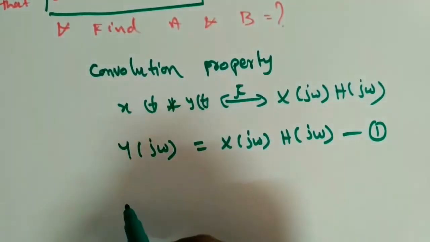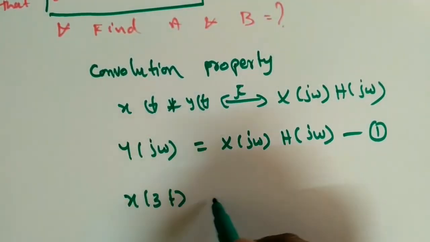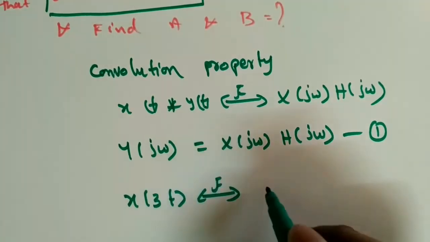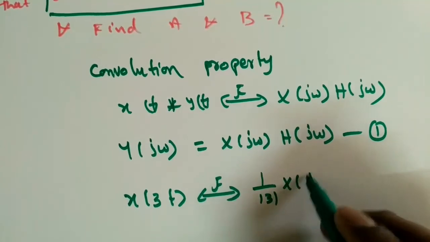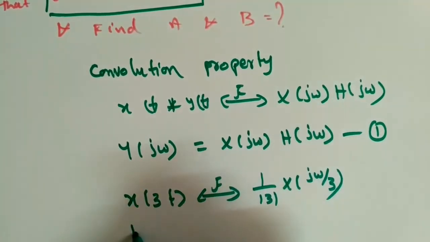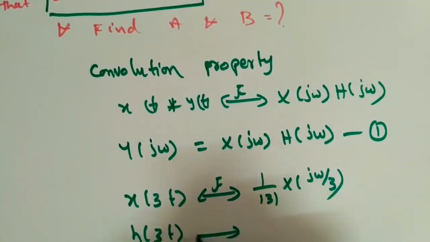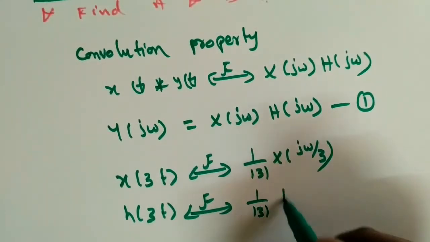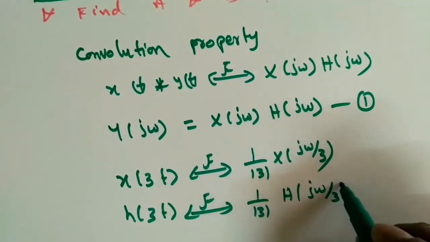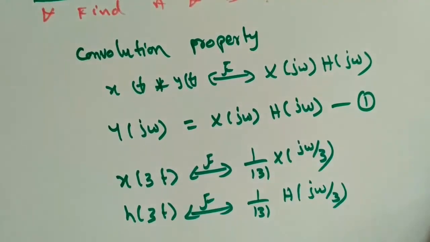Now from the second equation, that is x of 3t convolved with h of 3t, first we will find the Fourier transform of x of 3t. We know that by scaling, it will become 1 by mod 3 X of j omega by 3. Similarly, h of 3t: what is the Fourier transform? We will get 1 by mod 3 H of j omega by 3. So I can have simply 1 by 3, 1 by 3.